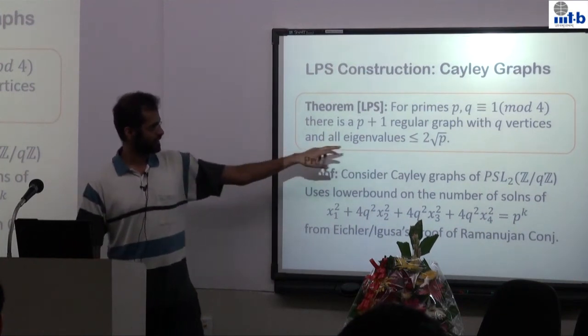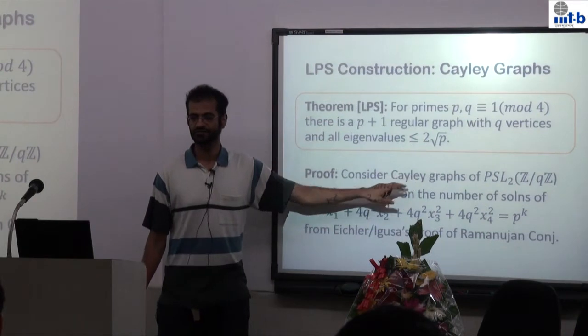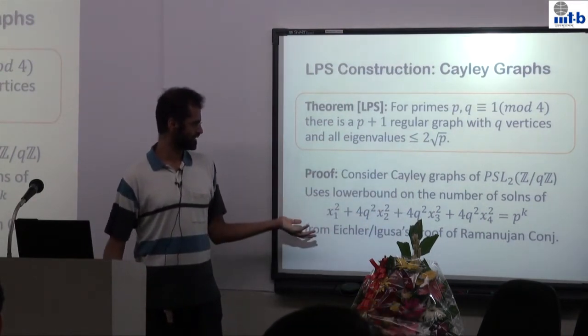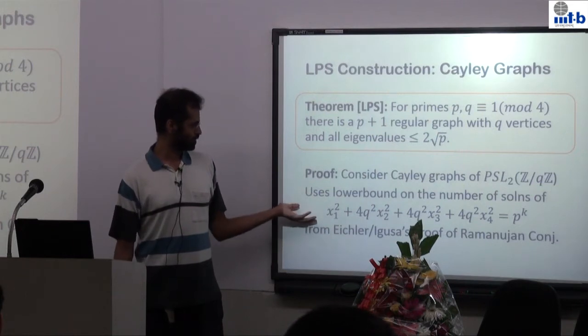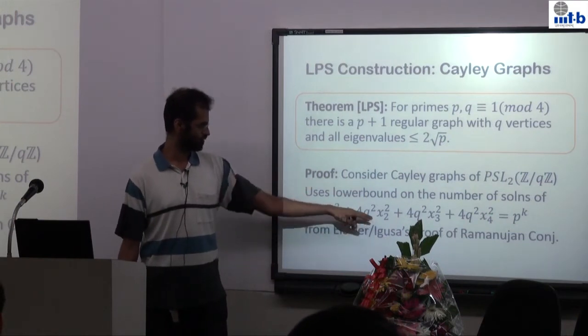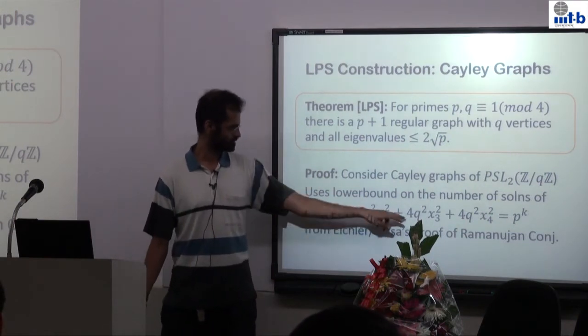The way they actually analyze the eigenvalues of these graphs is based on something which came out of Ramanujan's mathematics. It's based on a lower bound on the number of solutions of this equality. So it's some quadratic form in x1, x2, x3, and x4.